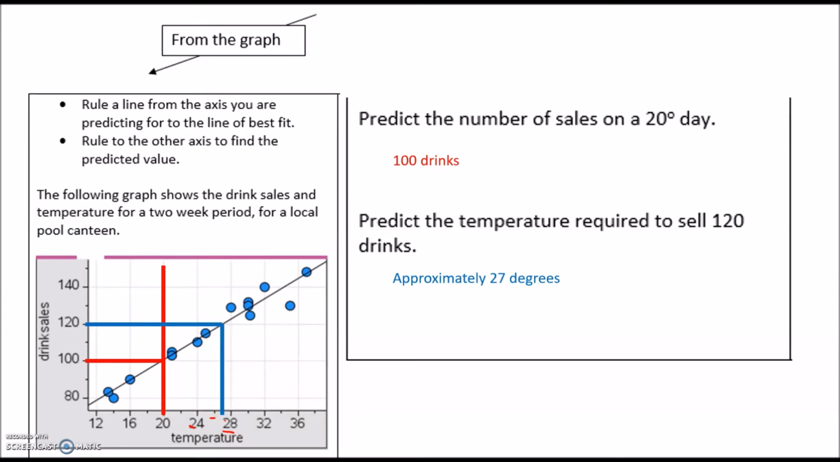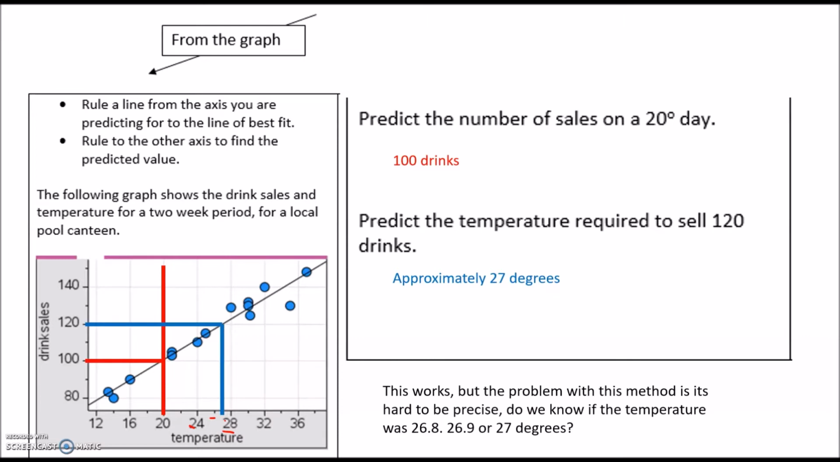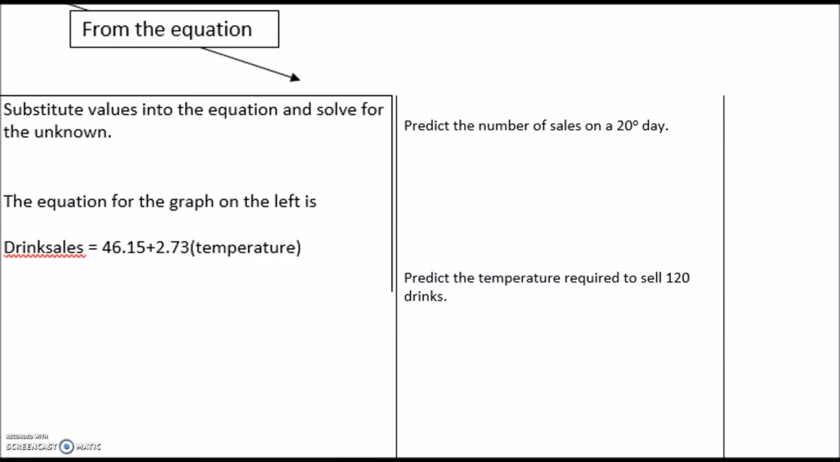Now this is useful because it's quick and it's easy and it's just ruling up a couple of lines. But the problem with this method is, how do we know how precise it is? Do we know if that is actually 26.8, 26.9, 27? It could be 26.95. We've only got a fairly good approximation. We're not real precise. So from the graph is perfectly fine. It's something we need to know how to do. But if you want to be more precise, we have to predict it from the regression line.